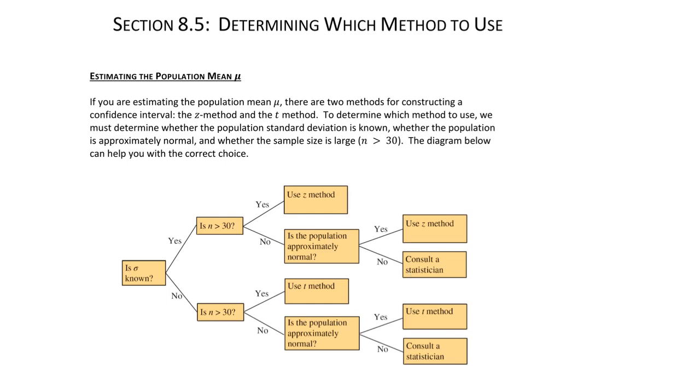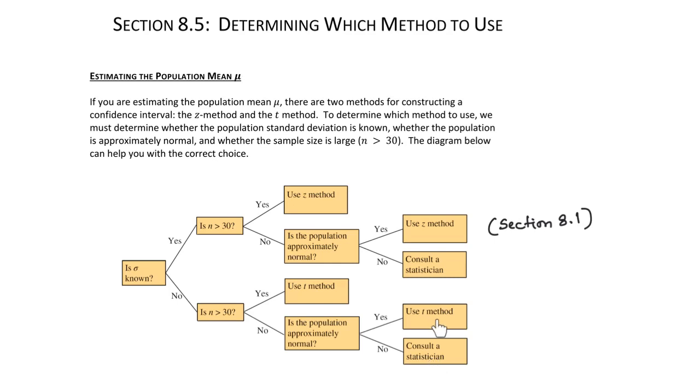So we can see that if sigma is known and if n is greater than 30, or if the population is approximately normal, we can use the Z method. This is explained in section 8.1. If sigma is unknown, then we will check if n is greater than 30. If it is greater than 30, then use the T method. If not, we will check if the population is approximately normal or not. If yes, then we will use the T method. Otherwise, we need to consult a statistician.